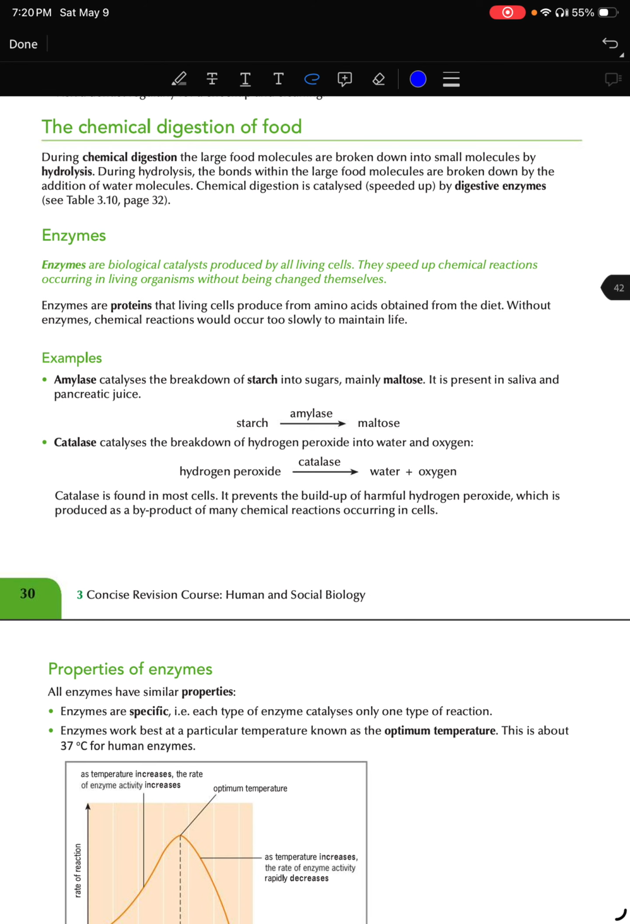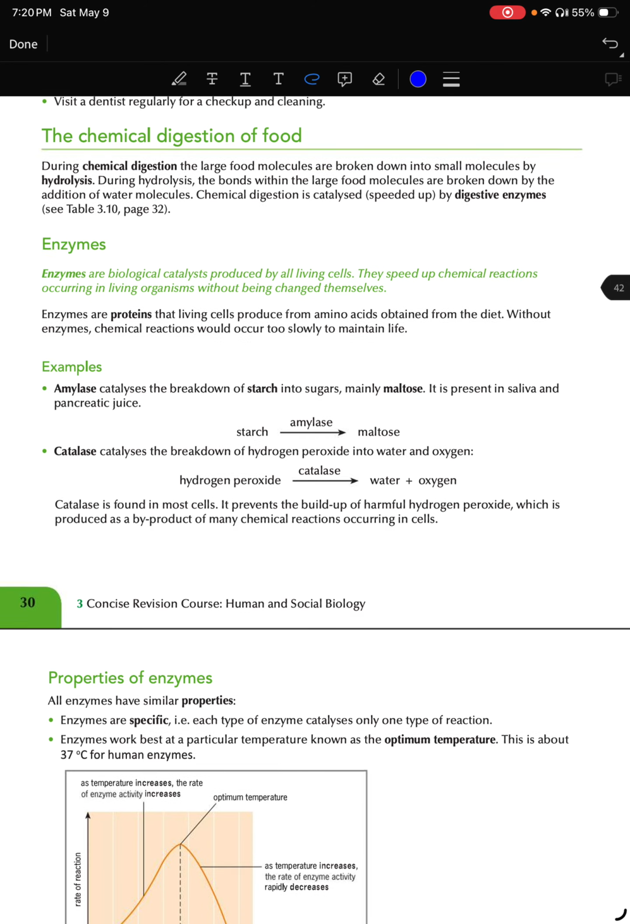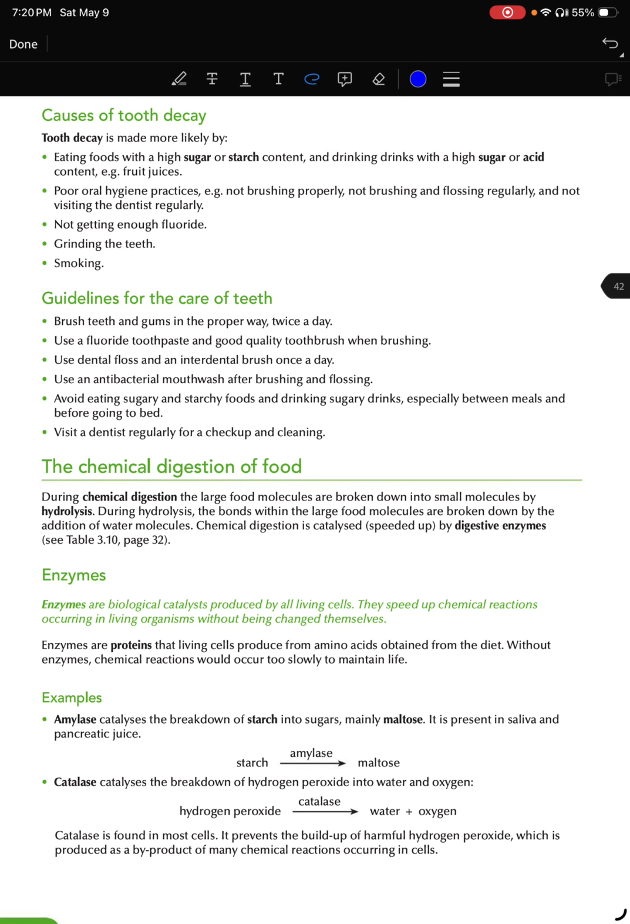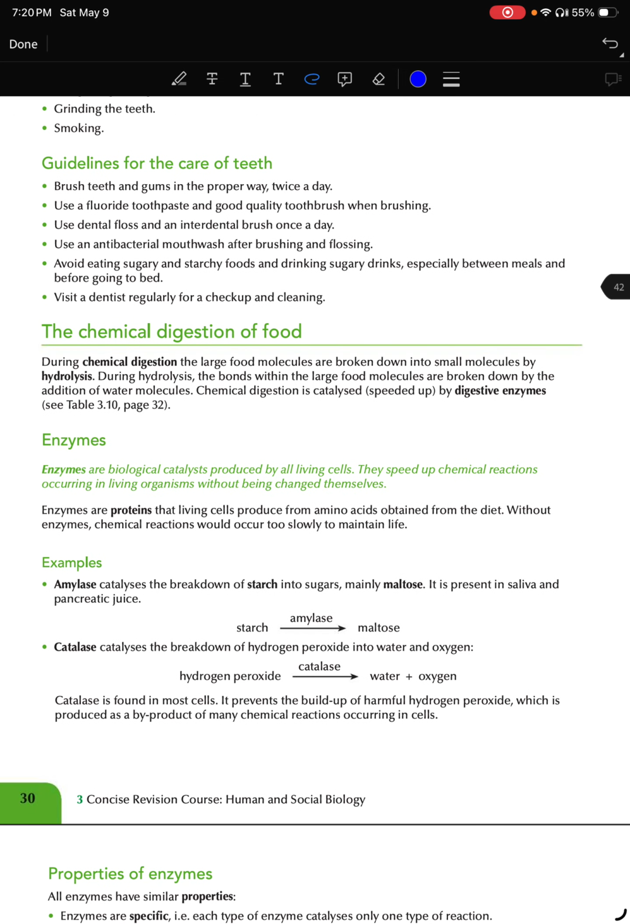But first of all, the mechanical digestion, let's look at that. Because mechanical digestion is important in order to have effective chemical digestion. So mechanical digestion is just the teeth grinding and having the food be broken down into smaller pieces so that when the enzymes are acting, they have smaller pieces of food to break down. By having this large surface area to volume ratio, it speeds up how fast those enzymes are able to act on the food.